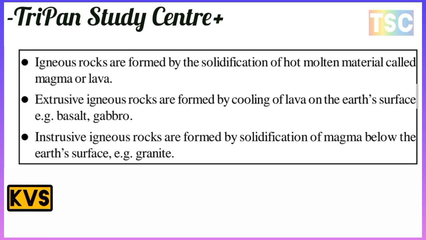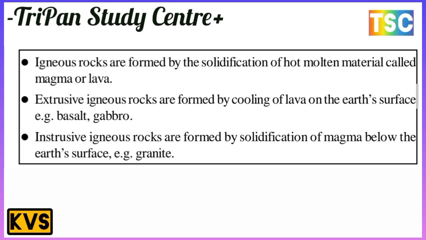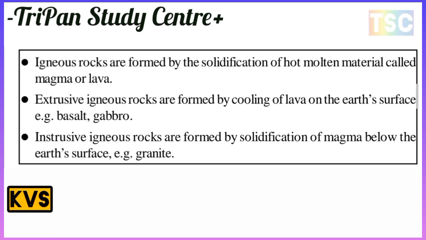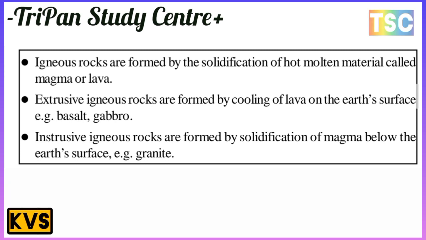Igneous rocks are formed by the solidification of the hot molten materials called magma or lava. Extrusive igneous rocks are formed by cooling of lava on the earth's surface, such as basalt and gabbro.